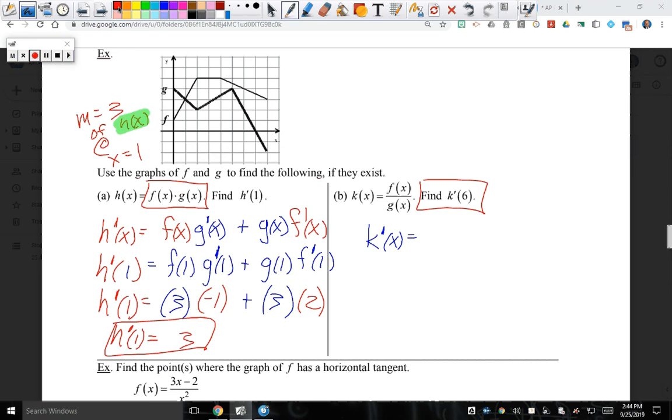F of x. Wait. Limit or not? Not a limit. So with the quotient rule, order matters, right? Because I'm subtracting. So here we go. Denominator first. So low, right? And keep going, Amy. F prime of x minus... high times g prime of x. Low d high minus high d low, over g of x squared.